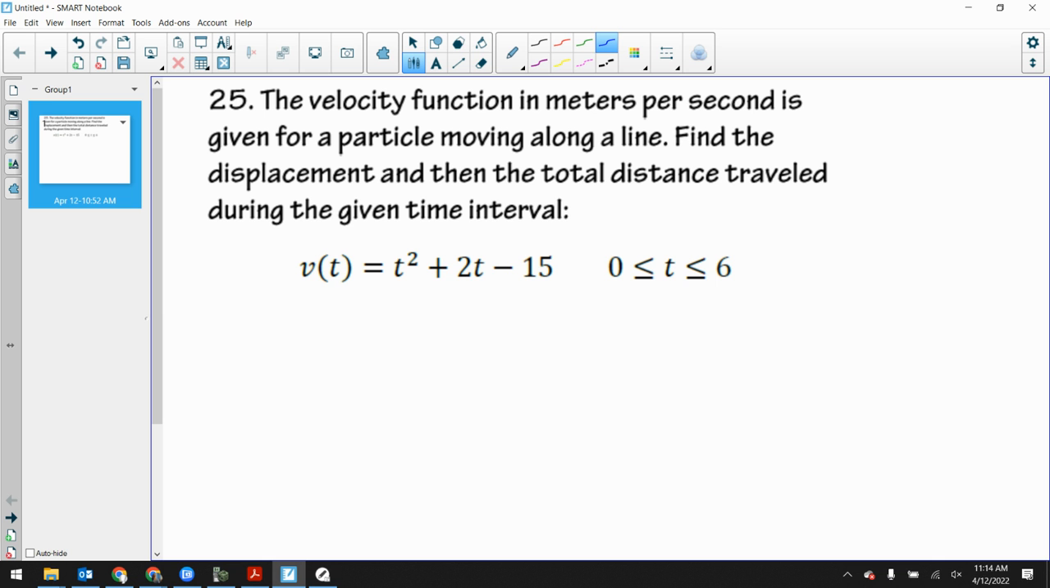All right. So the velocity function in meters per second is given for the particle moving along this line. So we want to find.